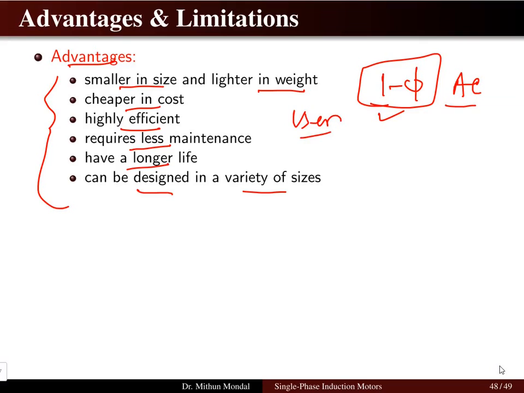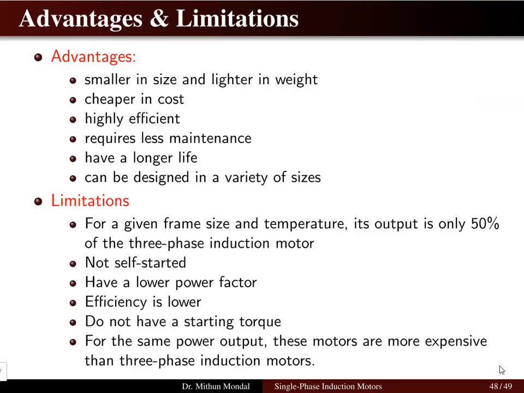We have seen already in the previous lecture what the types of single-phase induction motors are and how they are constructed. Now when we talk about the limitations, for a given frame size and temperature, its output is only 50% of the three-phase induction motor. So the three-phase induction motor will be highly efficient when we have the same frame size and temperature, about 50% more. So we prefer the three-phase induction motor when the supply is three-phase and heavy operation is required.